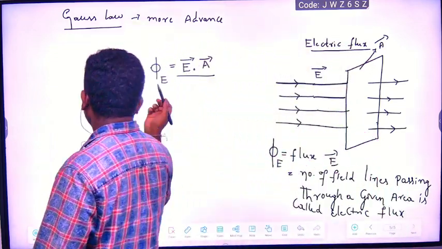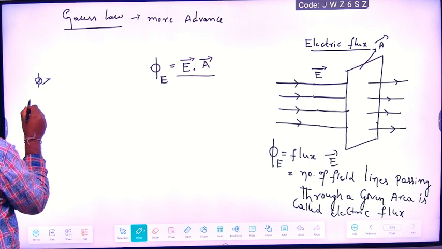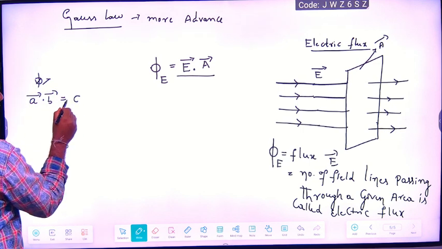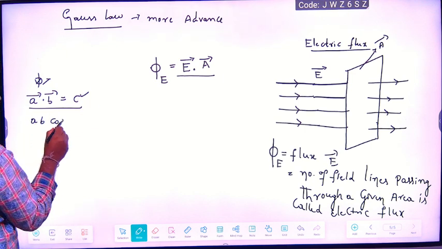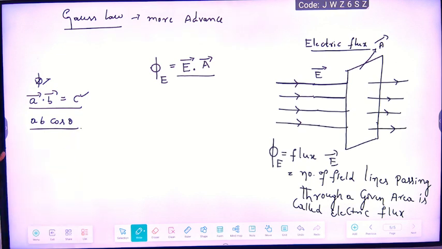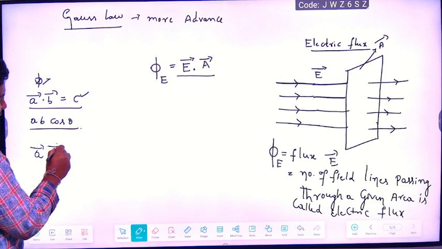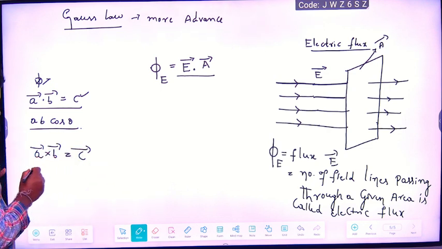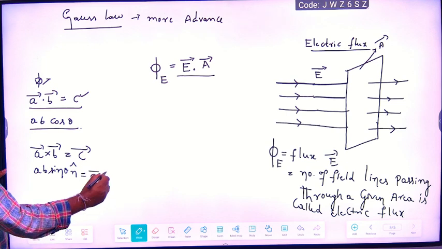Understood? So I will just give some topic about it. For example, if A vector dot B vector is C, that means C is a scalar, because we are using the dot product, which is AB cos theta. It's a scalar. If you take A vector and B vector, and after multiplication you are getting C vector, then we should use the cross product. A vector cross B vector is AB sin theta n cap. It's a vector now.